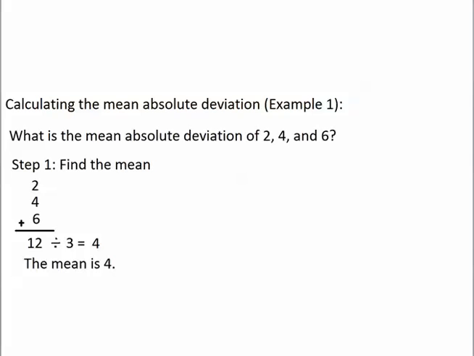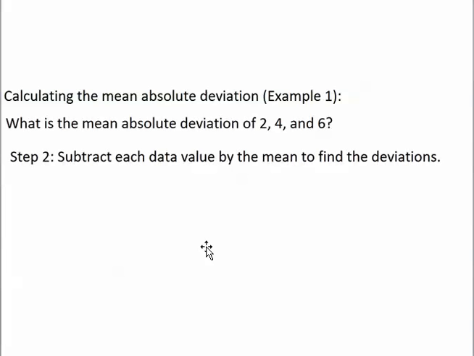Remember, the mean is just the total of the data values divided by the number of data values. Since we have 3 values in here, we're dividing the total by 3 to get our mean. And our mean came out to 4. The second step is subtracting each data value by the mean to get the deviations. So here we can have a column for the data values and a column for the mean of 4. And we know the mean is 4 because we calculated it in step 1.